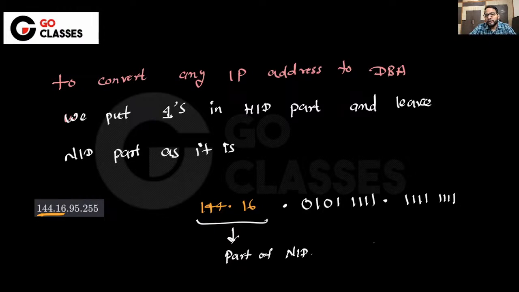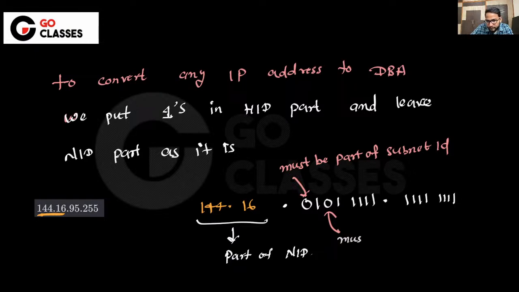Now what we need to do is check which of the bits are part of the subnet ID. What we did to convert to the directed broadcast address is wherever I had host bits, I put them to 1. And if a bit is 0, then it must be part of the subnet ID, isn't it? Because if it had been host ID, I must have had one there in the directed broadcast address, right? Is this clear to everyone?